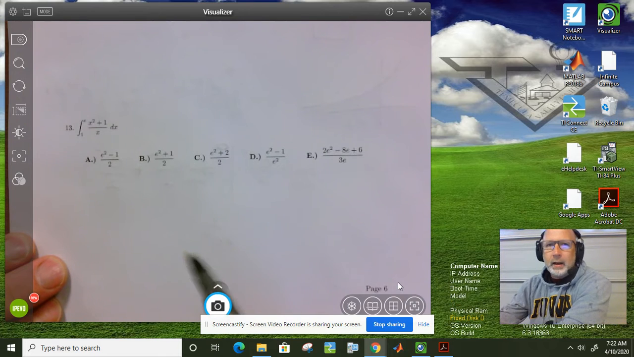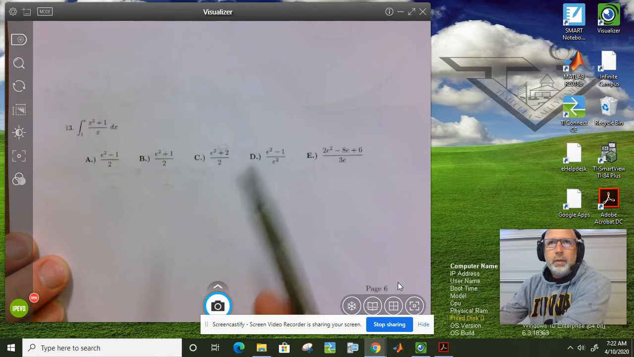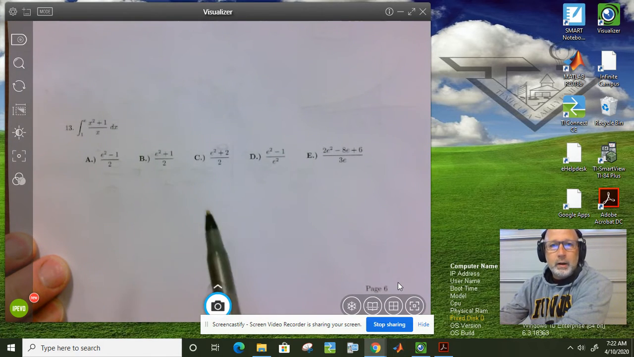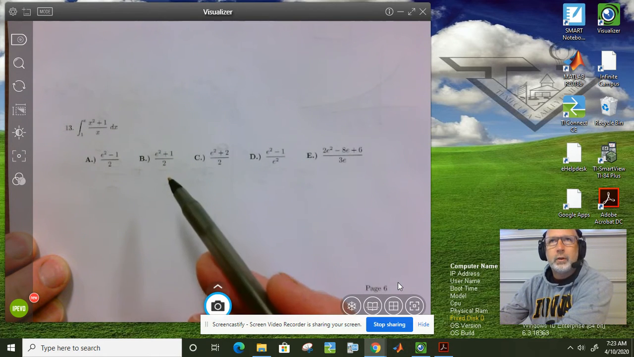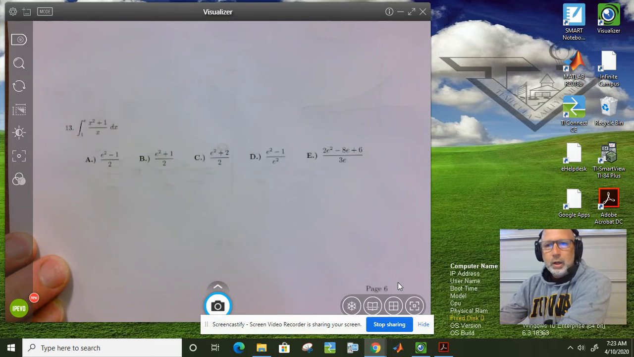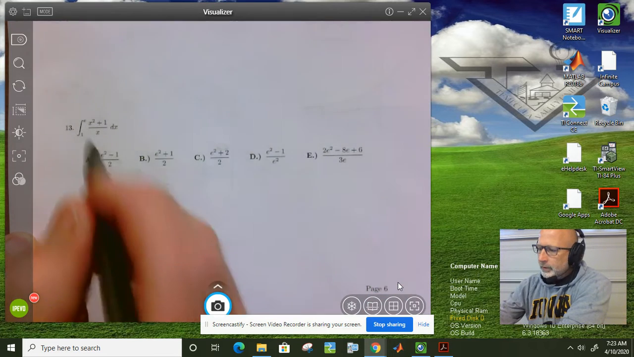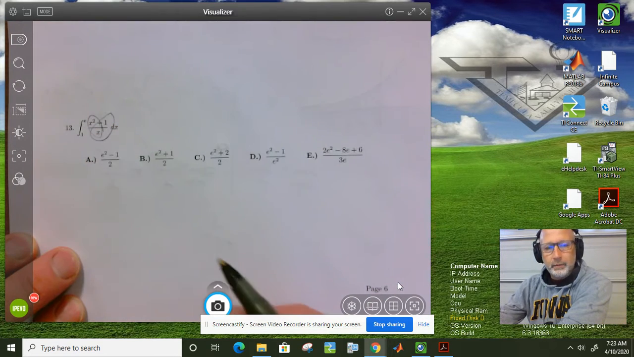But I did go back and talk about this a long time ago. When the power of the numerator is more than the power of the denominator, or the degree of the numerator is more than the degree of the denominator, you have to divide it out. Well, this is pretty simple. We just use the distributive property of division.